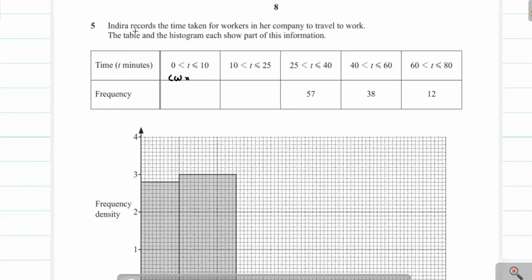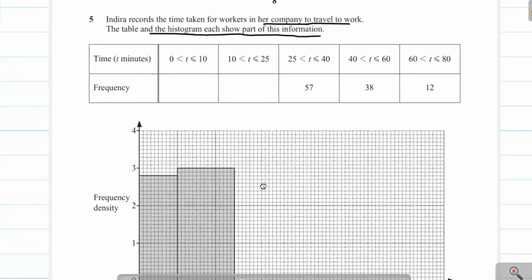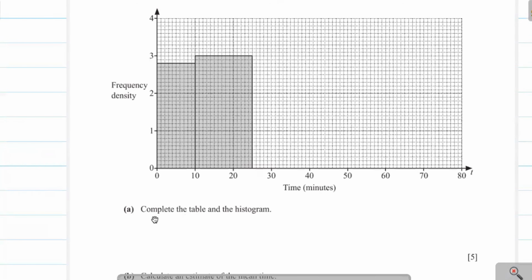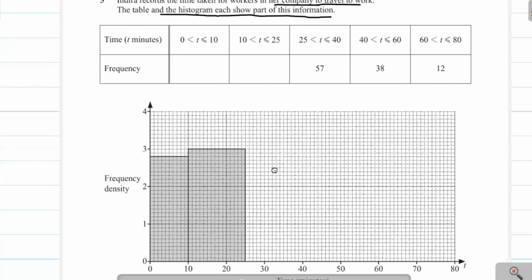Question 5. Indira records the time taken for workers at her company to travel to work. The table and the histogram show part of this information. Here is the time and frequency, and here is the graph of frequency density against time. Complete part A: complete the table and histogram.